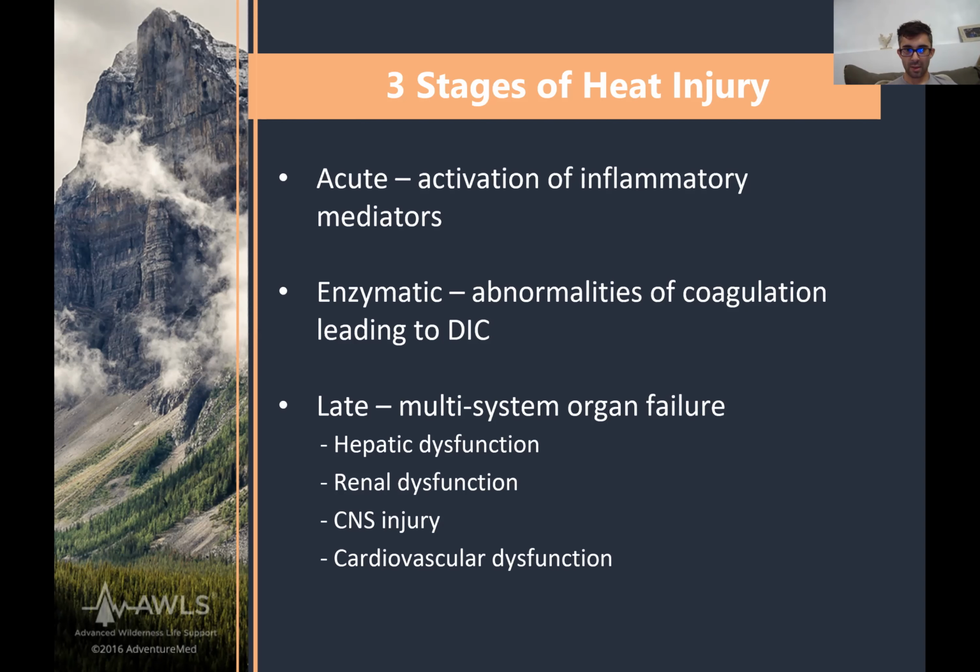With the enzymatic phase, you eventually will see DIC. You have disturbance of the coagulation cascade. You have both increased coagulation and fibrinolysis. You have diffuse microvascular thrombosis and endothelial injury, eventually leading to DIC. And then the late phase almost entirely comes about through the DIC from the enzymatic phase. You get multisystem organ failure. You get cholestasis and hepatocellular dysfunction from DIC, and that usually occurs in about 12 to 24 hours.